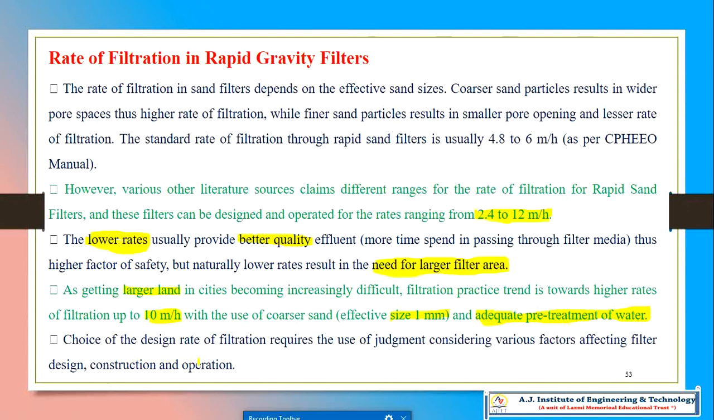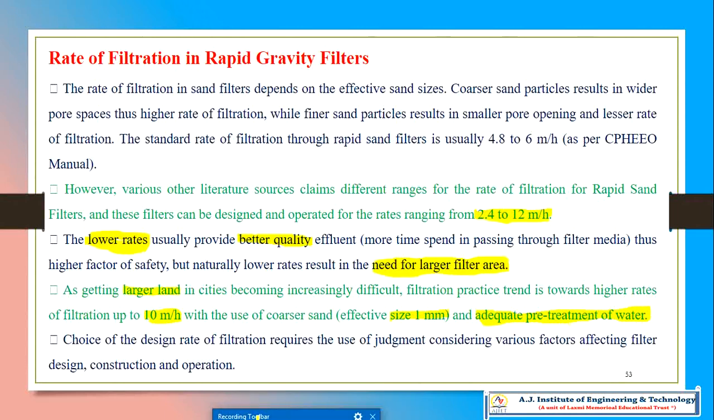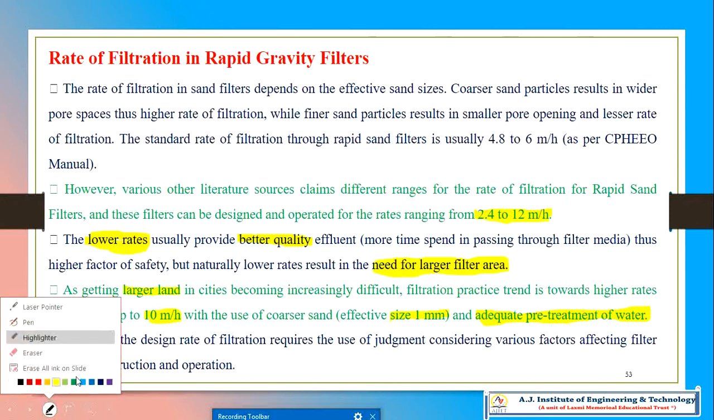Choice of the design rate of filtration thus requires judgment, considering various factors affecting filter design, construction and operation. Okay, this is about rapid sand filtration, how the process is utilized, and how the efficiency matters here for the rapid sand filter.